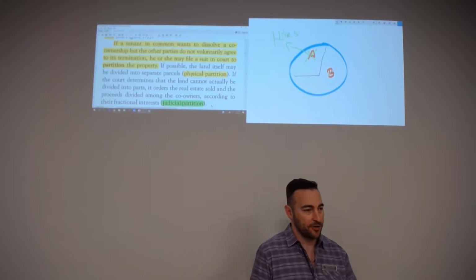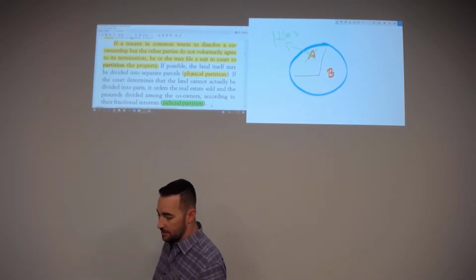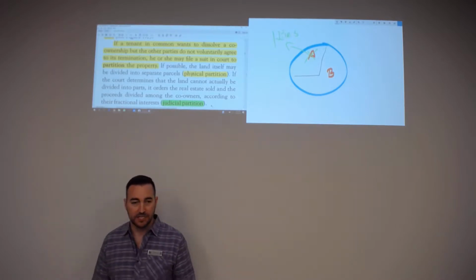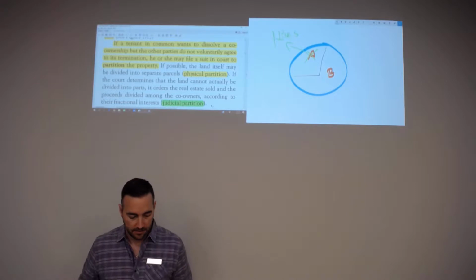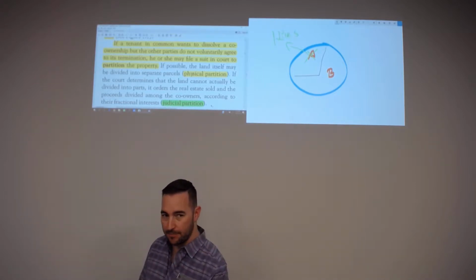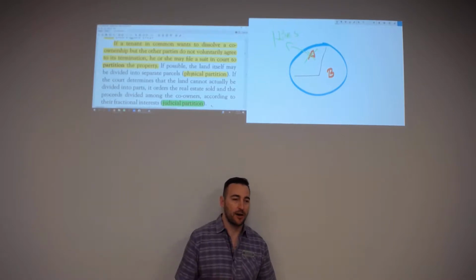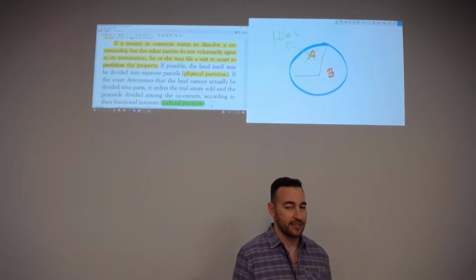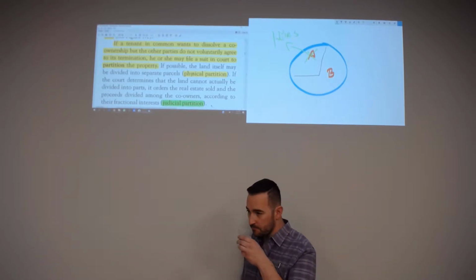Partition is a separation. Okay? So if possible, the land itself may be divided into separate parcels, and that is called a physical partition. If there's no way to physically separate the property, then the court will demand that the property be sold. And that is called a judicial partition.